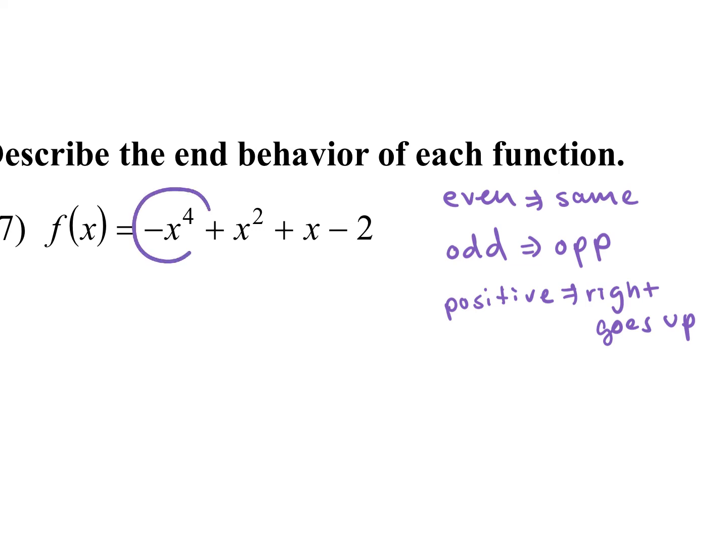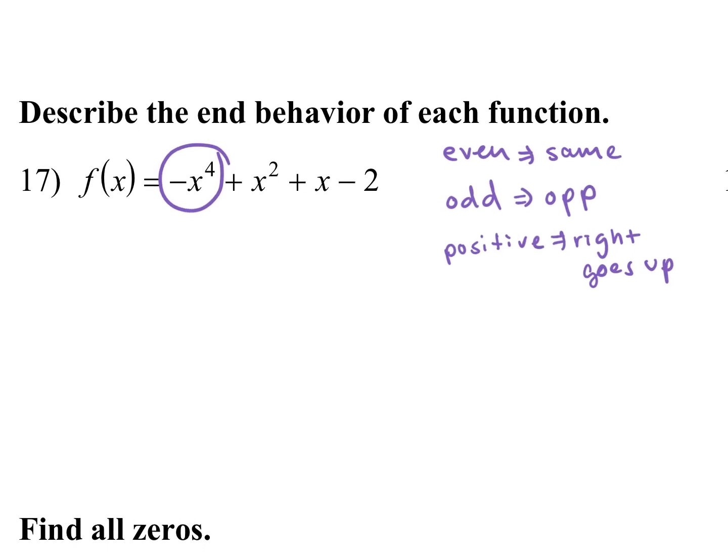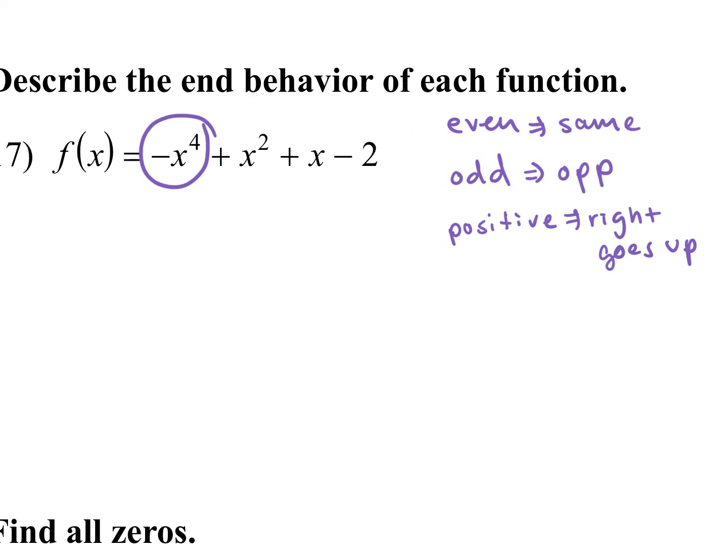So for number 17, we have negative x to the 4th power. So it's even, so they're going to go in the same direction. So what do you think? Is it up and up or down and down? Same direction, so it's either going to be up, up, or down, down. If it's negative, what do you think? Are they going to go up or down? Down, so they're going to go down and down.